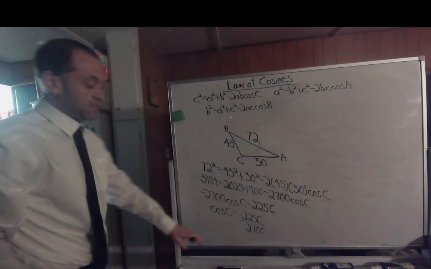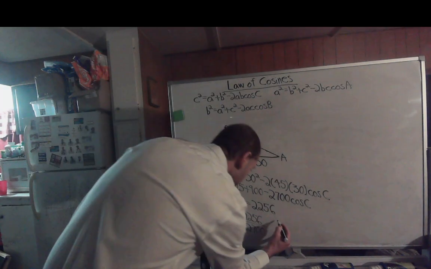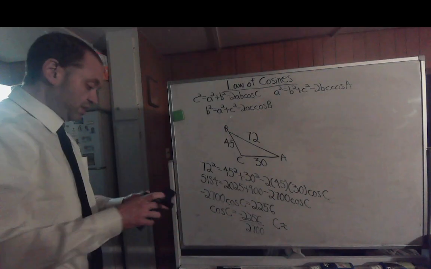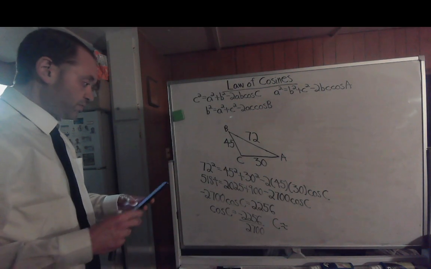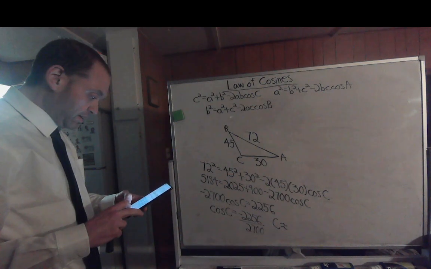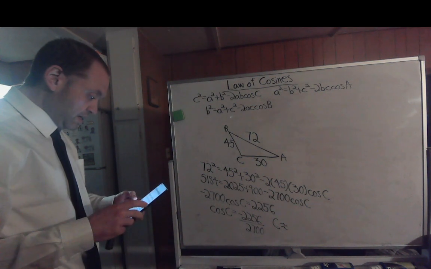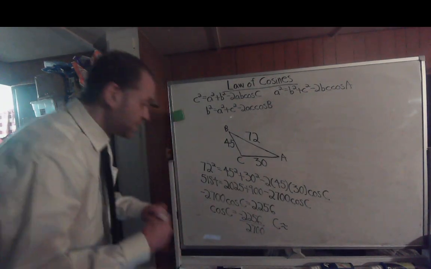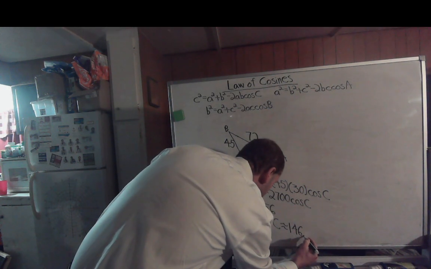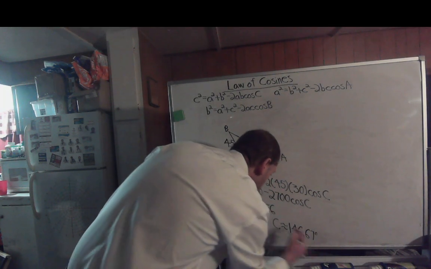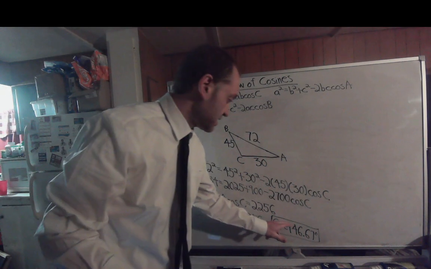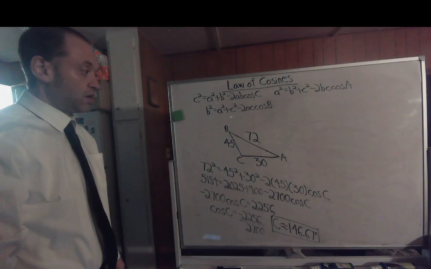Well, since we're going to take the inverse cosine of a negative number, we're going to get a second quadrant angle. So let's get a 2 decimal place approximation for the angle. To 2 decimal places, angle C is approximately 146.67 degrees. So we just found angle C to be approximately 146.67 degrees.